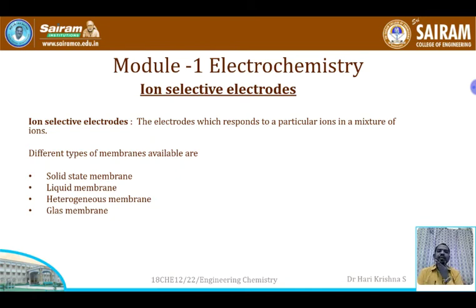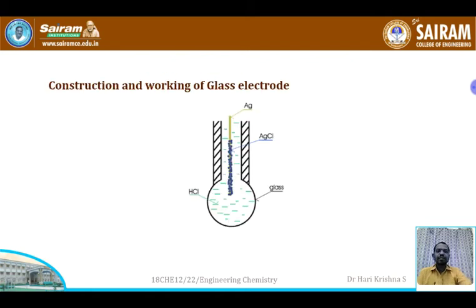The different types of membranes available in ion selective electrodes are solid state membrane, liquid membrane, heterogeneous membrane, and glass membrane. Let us see the construction and working. Today we are going to discuss the glass electrode. This glass electrode corresponds to the concentration of H+ ions. As discussed, we have a different electrode for fluoride, sodium, and lithium. Similarly, this glass electrode corresponds to the concentration of hydrogen ion, H+. So the glass electrode is an example of an ion selective electrode.